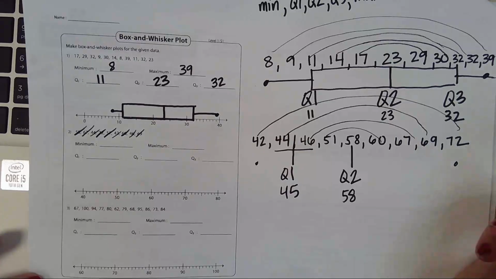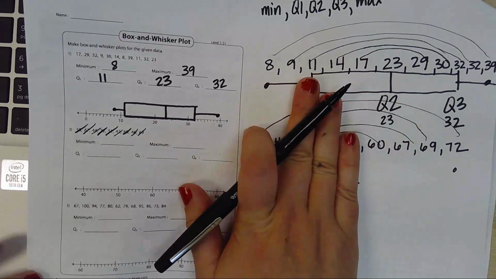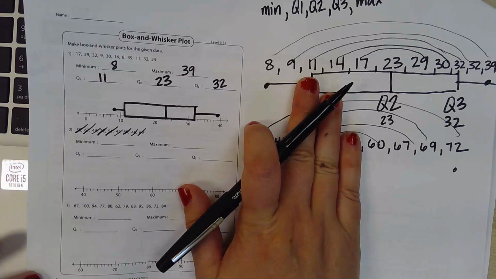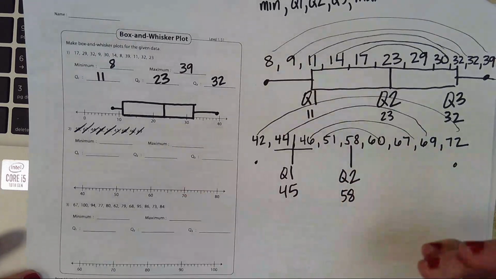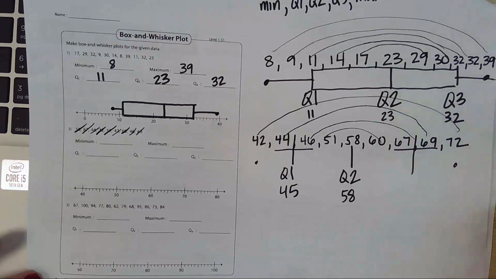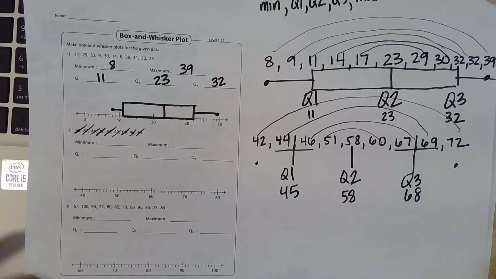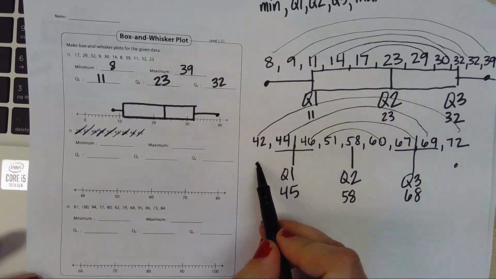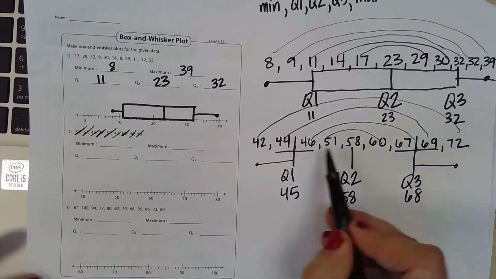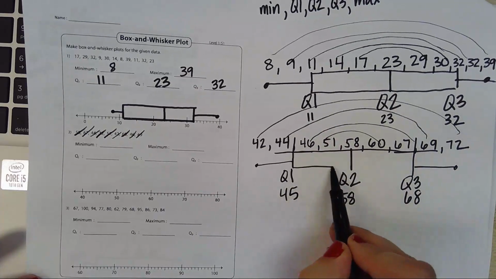45. All right, and then if I look at my upper half, those 4 numbers are an even amount. What's in between 67 and 69? 68. So quartile 3 is going to be 68. So we already have our minimum and maximum. We can match our whiskers, and don't forget to draw your box.